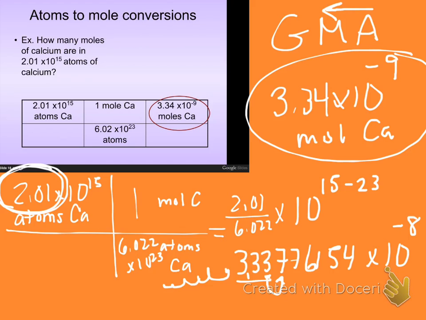3.34 times 10 to the negative 9th moles of calcium. Not so bad. Let's do one more of these together. Then we'll turn it on its head, and then we'll get into the really exciting stuff. We'll dive off the cliff.